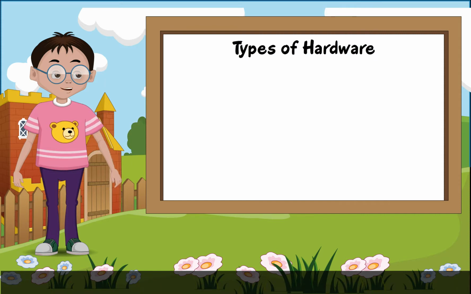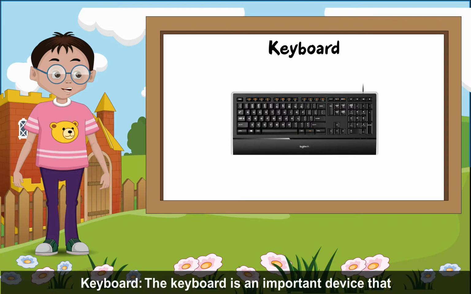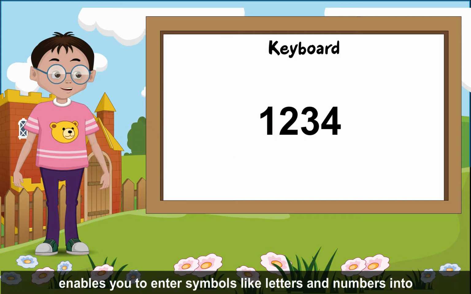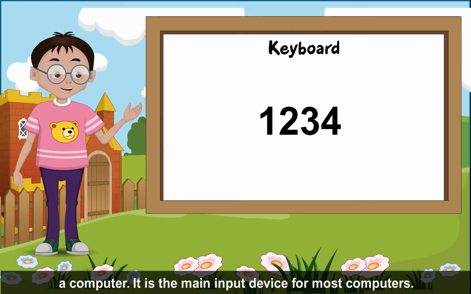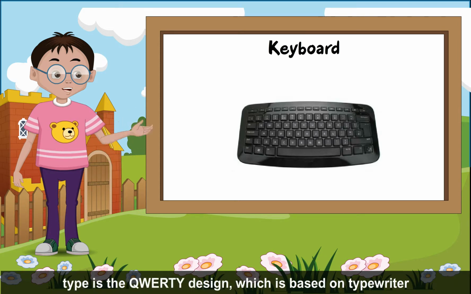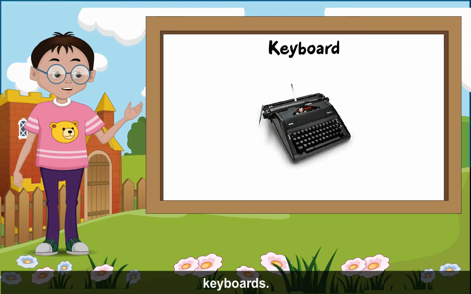Types of hardware. Let us read the different hardware components. Keyboard. The keyboard is an important device that enables you to enter symbols like letters and numbers into a computer. It is the main input device for most computers. There are different types of keyboards. The most popular type is the QWERTY design, which is based on typewriter keyboards.